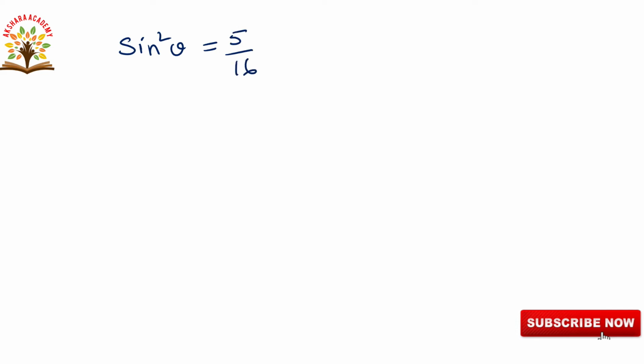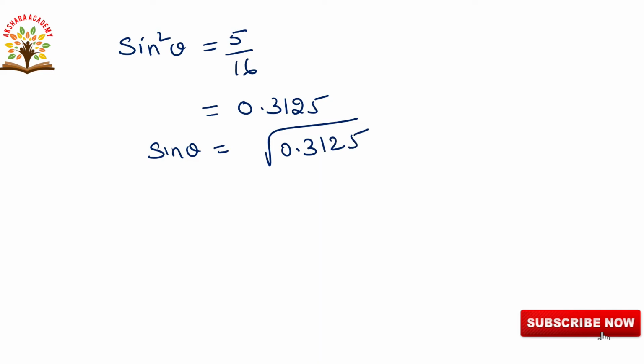The 5 by 16 value is 0.3125. So sine theta is equals to under root of 0.3125. So root of 0.3125 is 0.5534. So sine theta is equals to 0.5534. Then theta is equals to, we are getting 33.6.